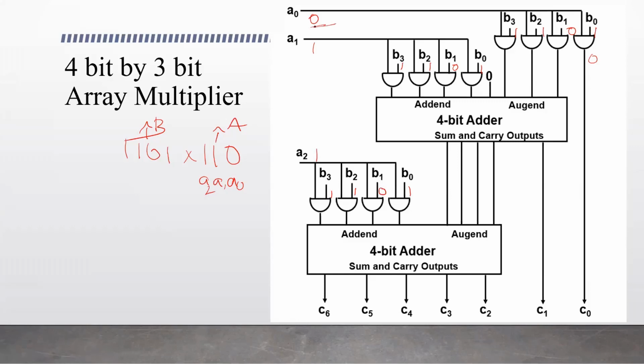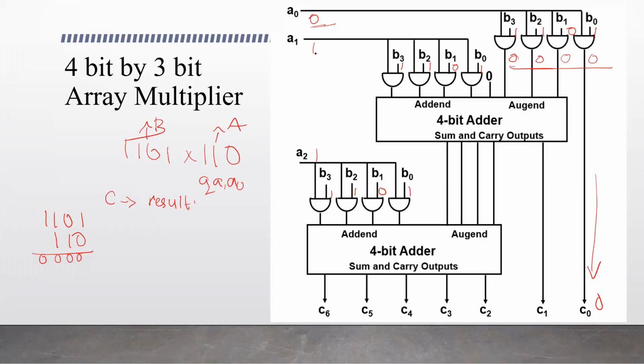When A0, 0, is multiplied with any number, it gives us 0 only. So the result of this AND gate is 0, and we take this result directly down. C0 is found, the first bit of the result. C is the resultant register here. And we have 3 bits here. How do we multiply? 1101 by 110. First, 0 multiplied with all gives 0, 0, 0, 0.